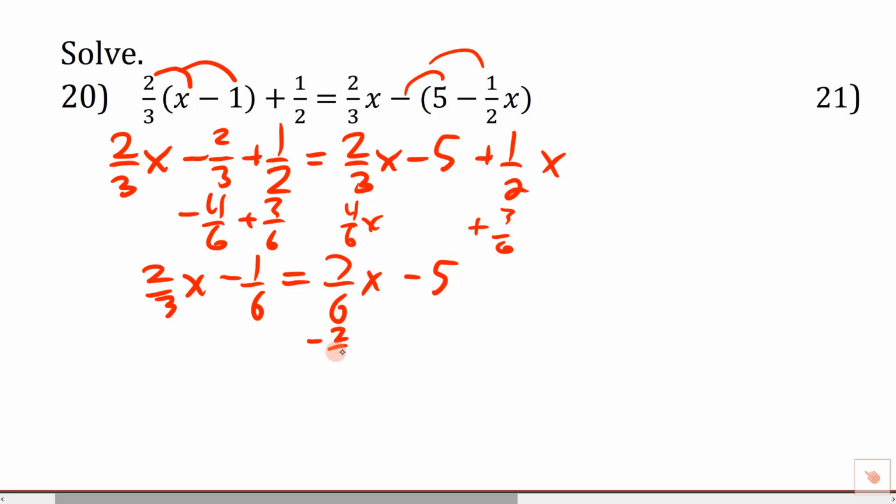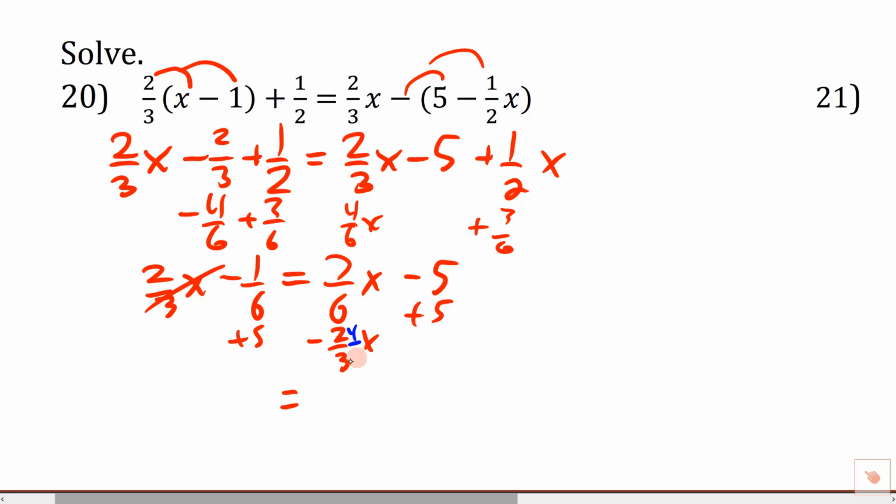So I'm going to subtract 2/3 x. That's going to get rid of it from this side. At the same time, I'm going to add 5. So I'm going to add 5 here and add 5 here. I would grab the calculator just to double check and make sure. I'm going to have a little bit of fun by doing this by hand.